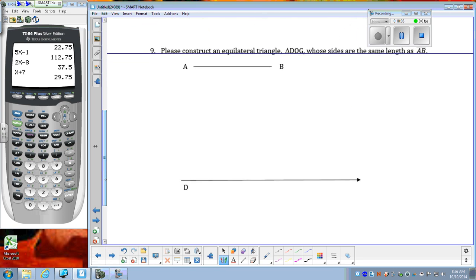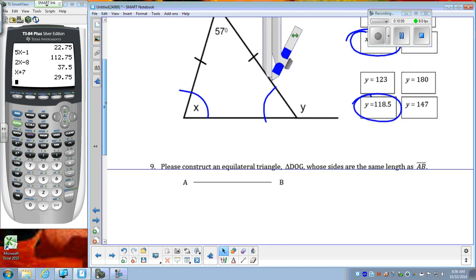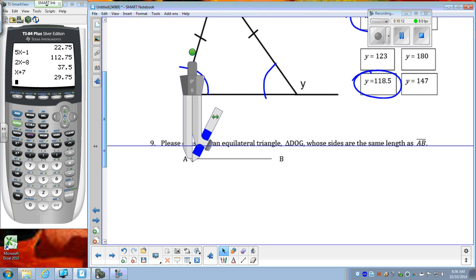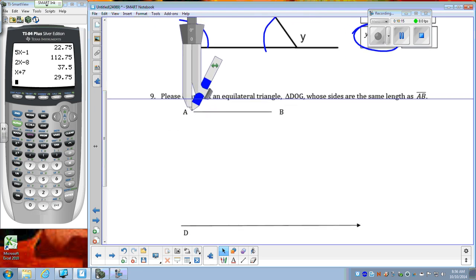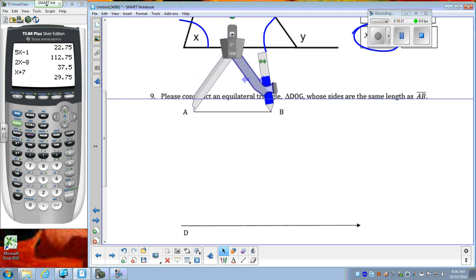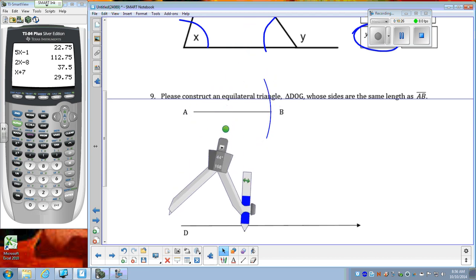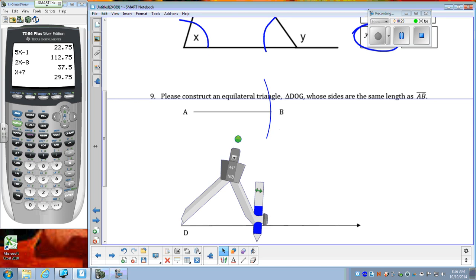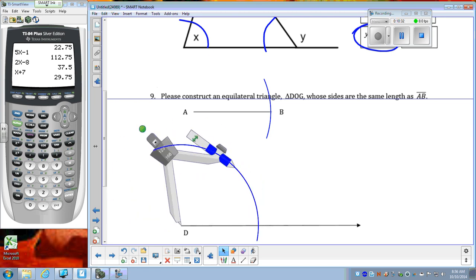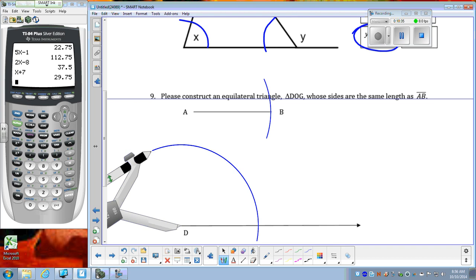Number 9, I need to construct an equilateral triangle. So what I want to do first, I get my compass. I put my compass point on A, pencil point on B, and draw an arc. I'm going to move this down to point D so I can copy this line segment, and draw an arc. Now, point O is where my arc intersects my original line. So here's O. Now, to make point G, I need DG and DO to be the same length.